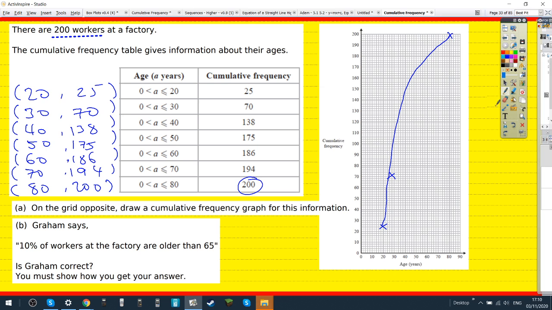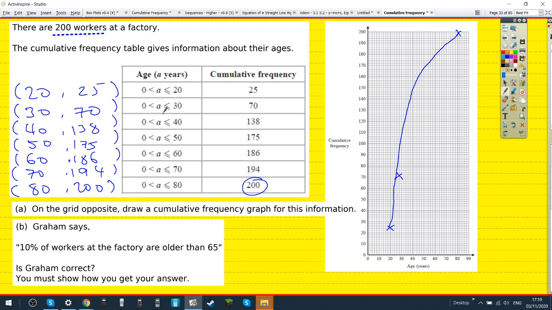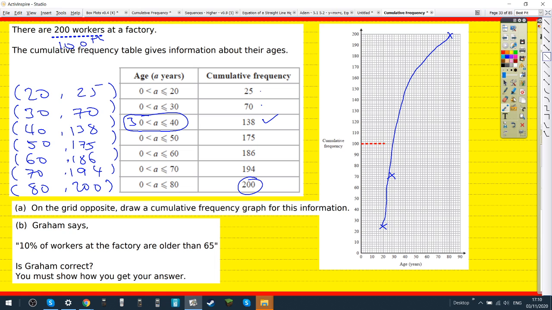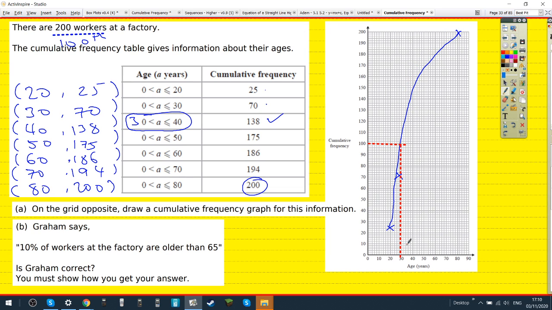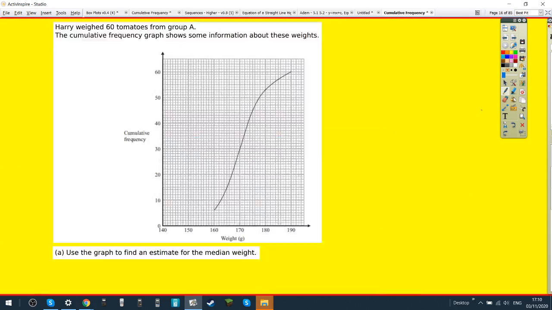The 100th worker, and they'd be between 30 and 40. You can also use the line, worker 100. Now I just used an estimate, so I don't know how good this is, and I'm getting about 30. It might be a bit more than that because I just estimated my line, because I didn't want to spend time putting in all those X marks. And that's how you find the median.